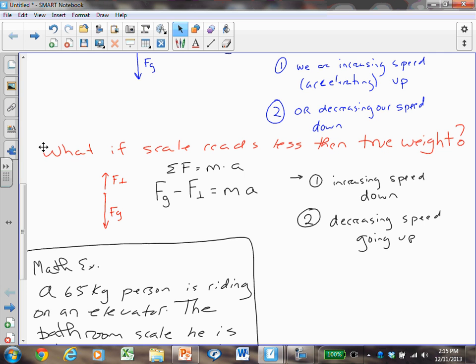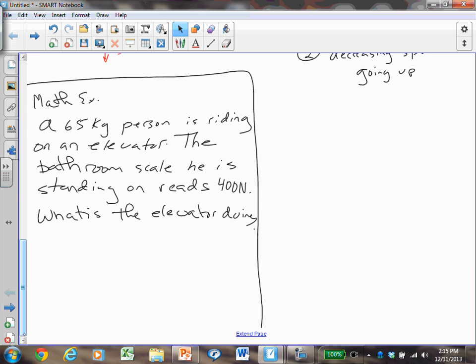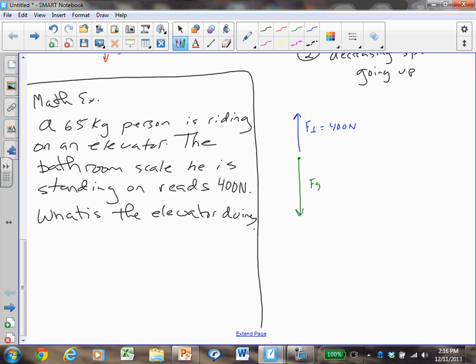So, anyways, let's look at this math problem. A 65 kilogram person is riding on an elevator. The bathroom scale he is standing on reads 400 newtons. What is the elevator doing? So in that case, you have an Fg down, okay, and an F perpendicular up. And this F perpendicular is what the scale is reading, which is 400 newtons, and Fg would be 650 newtons.